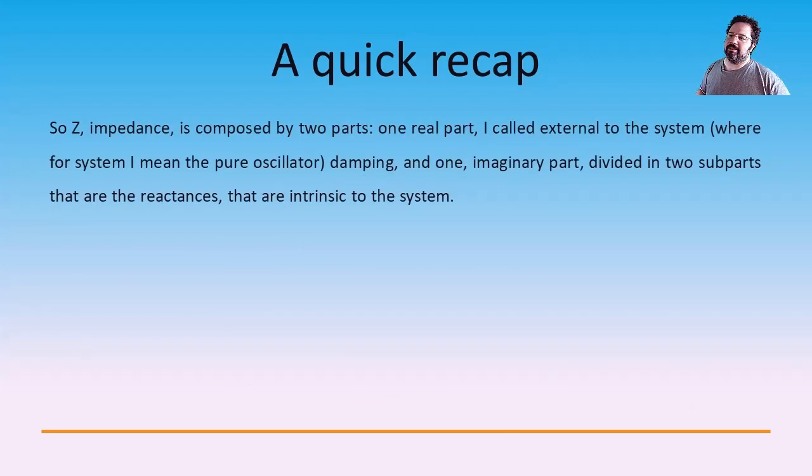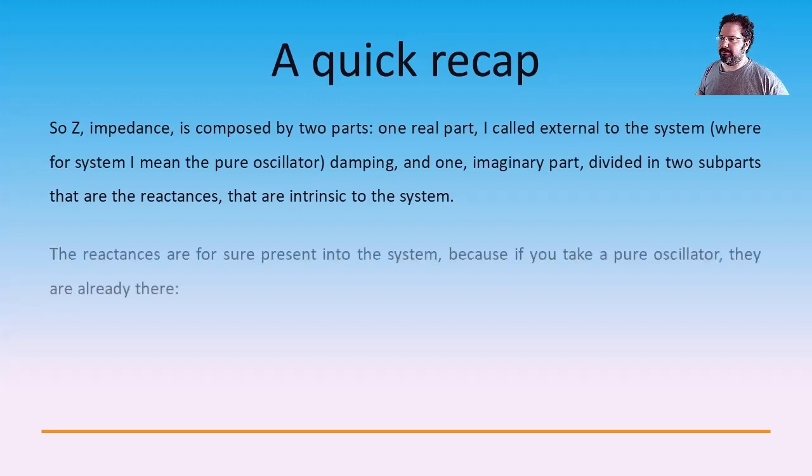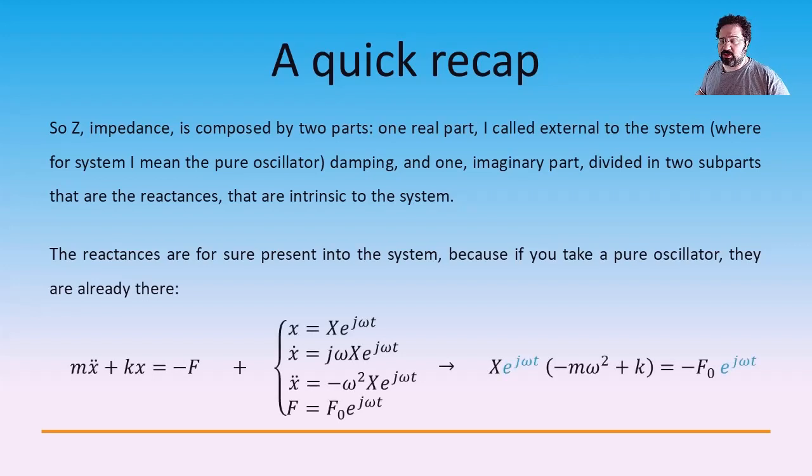So zeta impedance is composed of two parts. One real part, which I call external to the system, where by system I mean the pure oscillator, so external to the system damping, and one imaginary part divided in two subparts that are the reactances, which are intrinsic to the system. The reactances are for sure present in the system because if you take a pure oscillator, they are already there. So this is the equation of motion in case damping is not present.